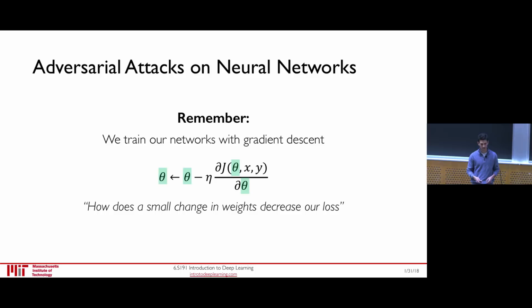So if you remember, training a neural network is simply optimizing over our weights, theta. To do this, we simply compute the gradient of our loss function with respect to theta, and we perturb our weights in the direction that will minimize our loss. Now, also remember that when we do this, we're perturbing theta, but we're fixing our x and our y. This is our training data and our training labels.